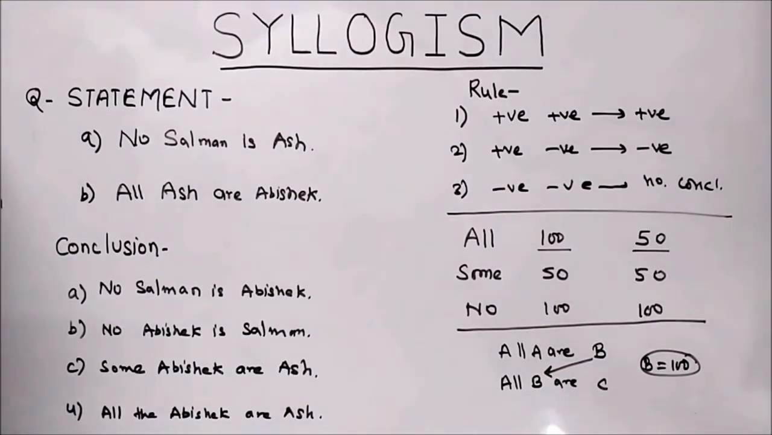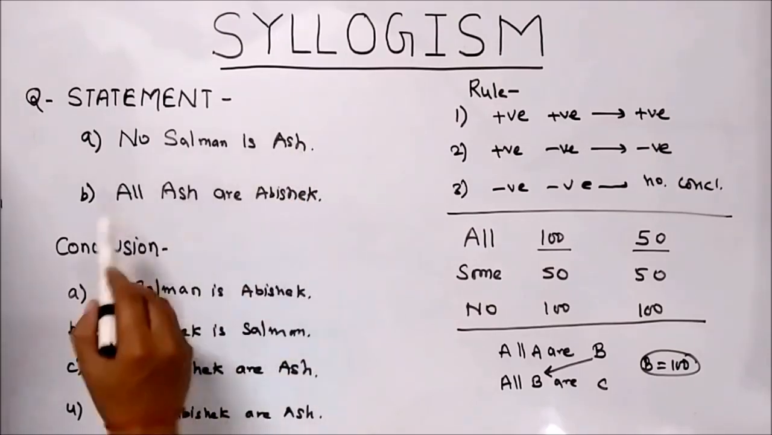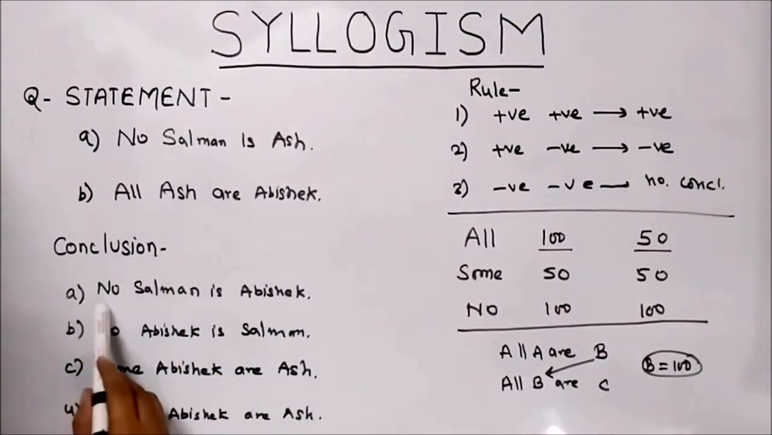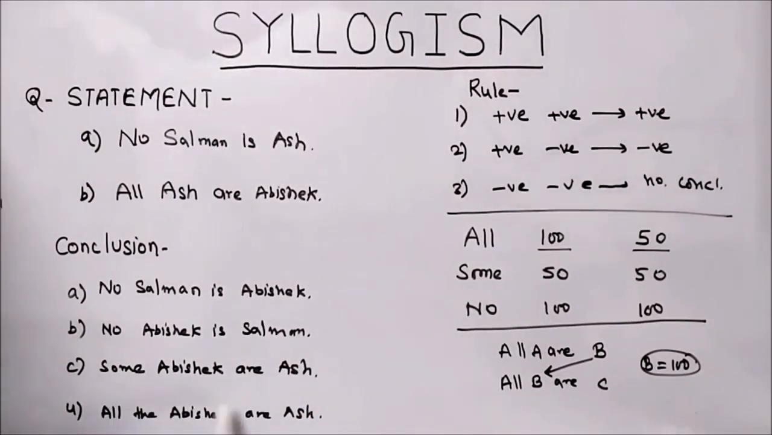Now we solve the second syllogism question. We have two statements here. First is no Salman is Ash, second is all Ash are Abhishek. We have four conclusions here. First is no Salman is Abhishek, second is no Abhishek is Salman, third is some Abhishek are Ash, fourth is all the Abhishek are Ash.